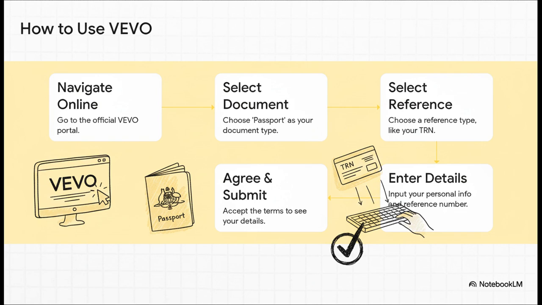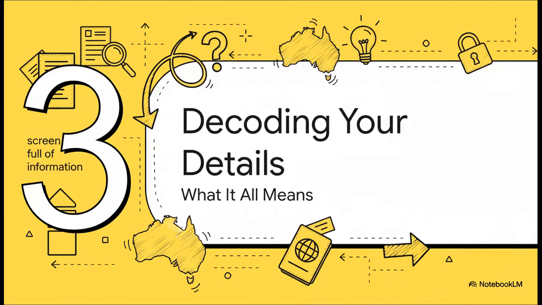Okay, ready? The whole process is so simple. First, you just go to the official VEVO website. Then it'll ask you for your document type. For most of us, that's just passport. Choose your reference type, like that TRN we just talked about, pop in your personal details, tick the box for the terms and conditions, and boom, click submit. You're in. And just like that, a whole screen of information is going to pop up.